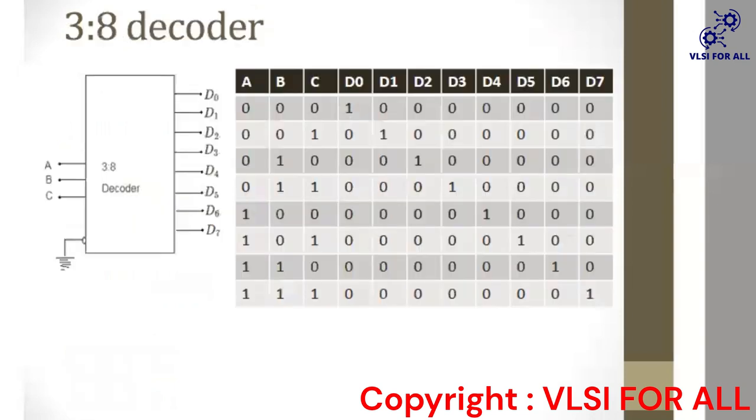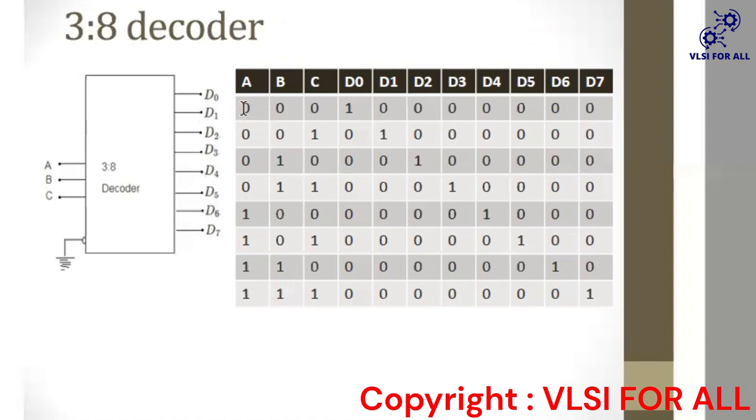Now the 3:8 decoder. We will design a 3x8 decoder. You can see the circuit of the decoder. A, B, C, three are inputs, and D0, D1, 2, 3, 4, 5, 6, 7, these all 8 are outputs.